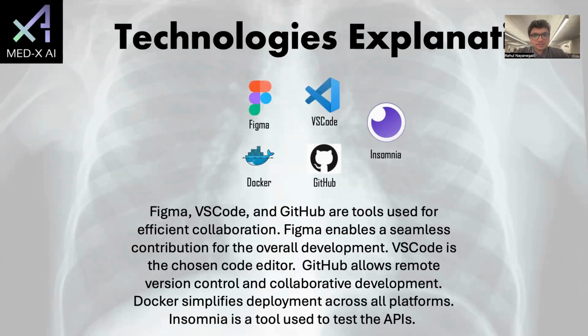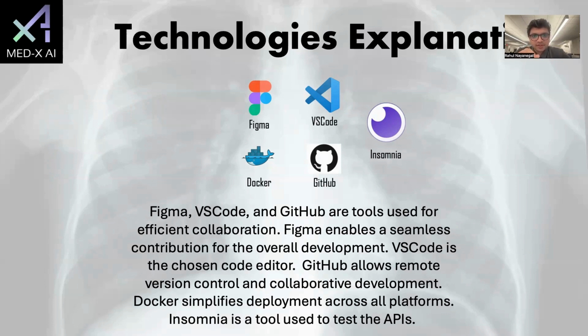So, tools. Efficient collaboration and streamlined workflows are essential for any successful project. Therefore, we have meticulously selected a suite of tools to optimize the development process. Firstly, Figma, which facilitates design collaboration, enabling seamless contributions to the overall development process. VS Code, which serves as a primary code editor, providing a robust environment for coding tasks. And GitHub, which is utilized for remote version control and collaborative development, ensuring efficient team collaboration.